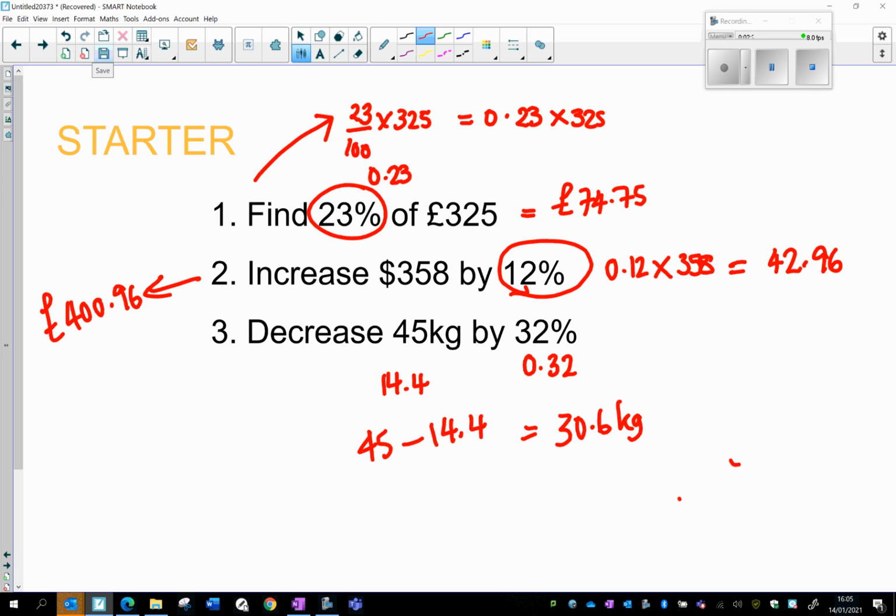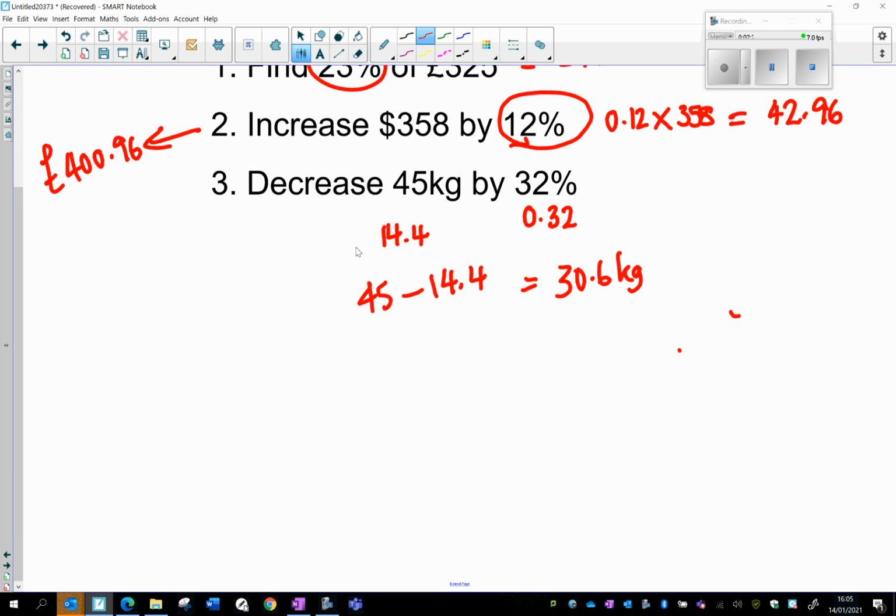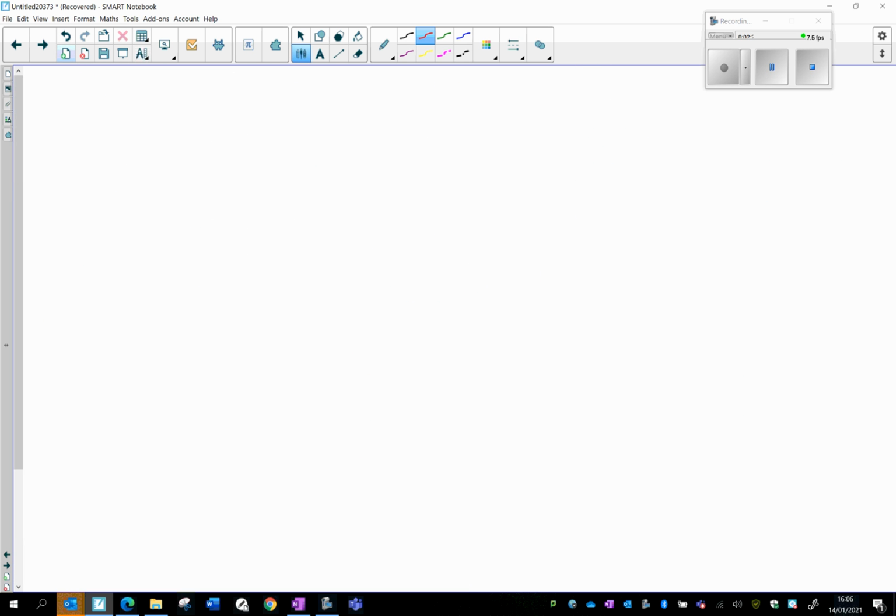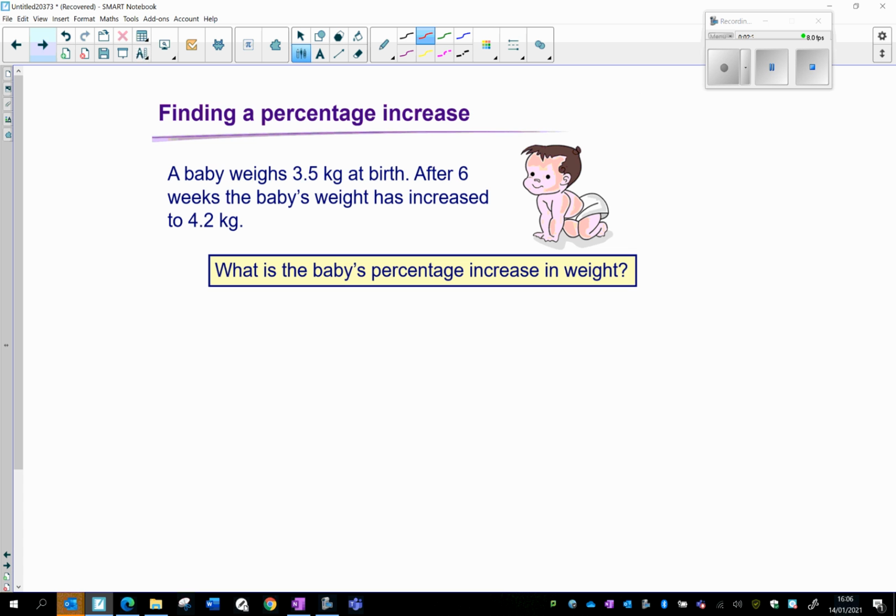Now that's just a starter, just to remind you, you're going to be doing a few questions like that. Don't worry about doing the questions today. I'll catch you up tomorrow. What I do want to look at today is on the next page, which is not that one, but this one here. We're looking at percentage increase, percentage decrease.